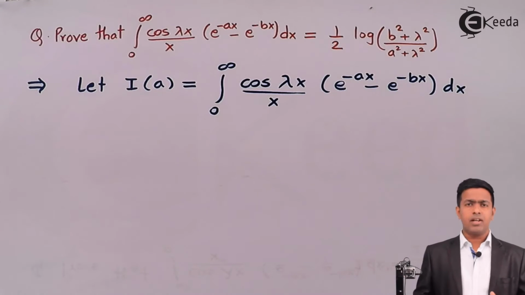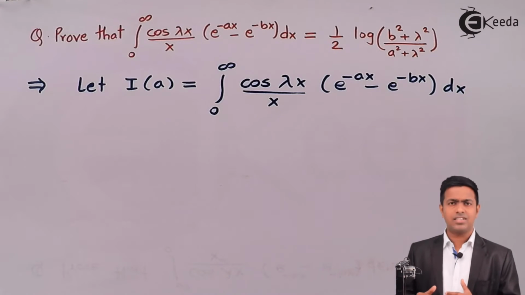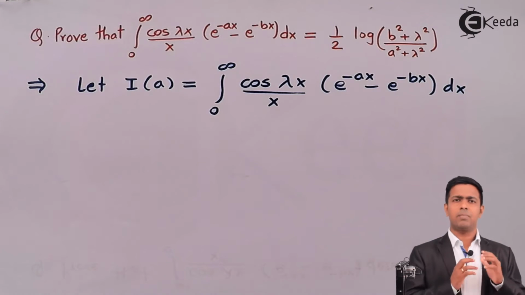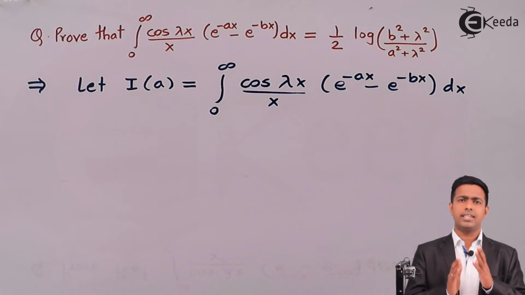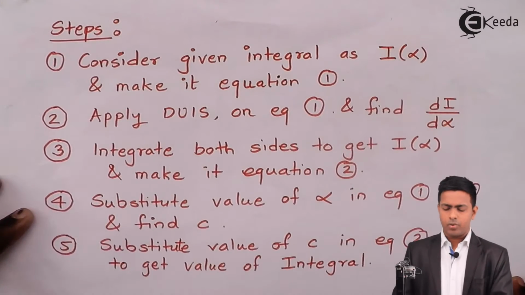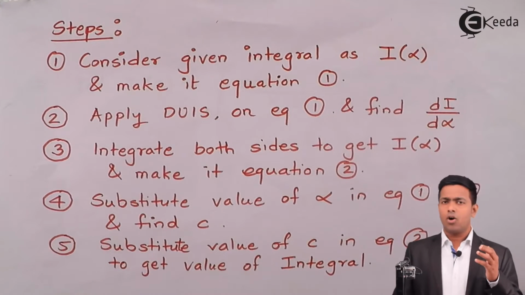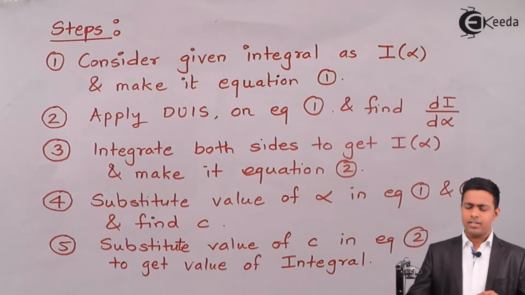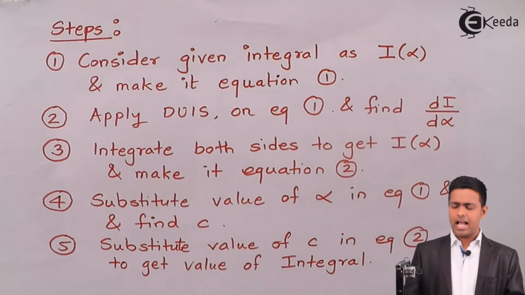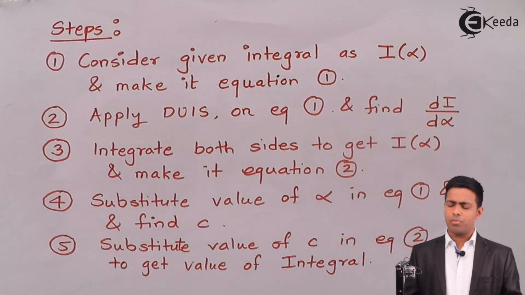So the trick is simple. Whatever steps we followed to get the answer by using DUIS in a single parameter, we will follow similar steps. I'll show you the steps which we had followed in single parameter. Here you can see that we followed 5 steps to solve the numericals based on single parameter. The first step was to consider the given integral as I of alpha, where alpha is a parameter, and make it as equation number 1.